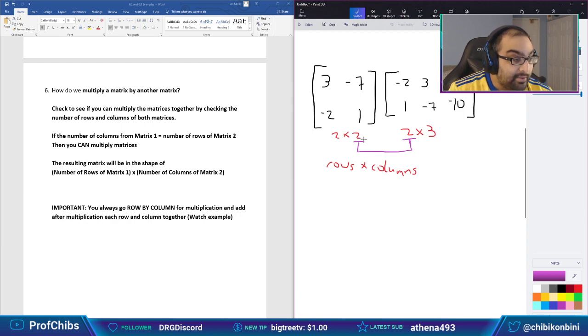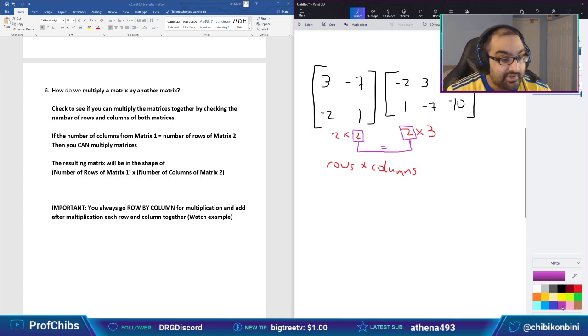So we have the number of columns here, which is 2, equal to the number of rows in the second one. So in this case, because both of these are equal, that means that we can go ahead and multiply the matrices.